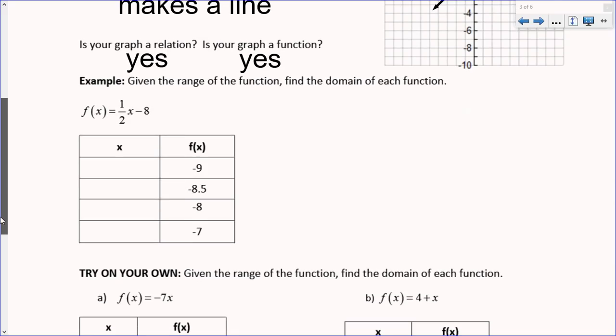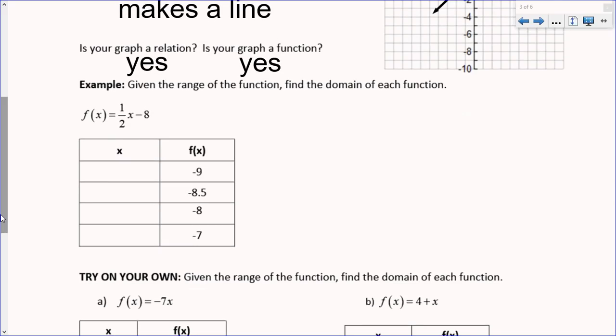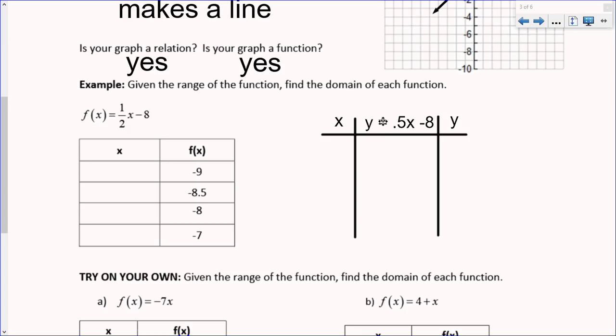Alright, so next example. This time we're given the range, and we need to find the x values, the domain for it. They gave us the y values, the f of x. We're going to plug that in for the f of x part here and solve for the x. So we're not plugging in for x, we're plugging in for f of x. I'm going to make my tables the same way. This one's my y, here are my x's, and here's the equation. I just changed the 1/2 to a decimal because I was typing it. You're more than welcome to use a fraction or decimal.